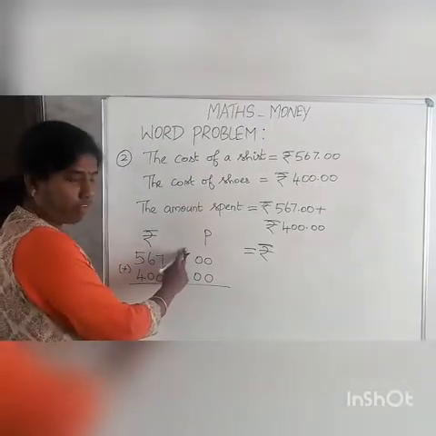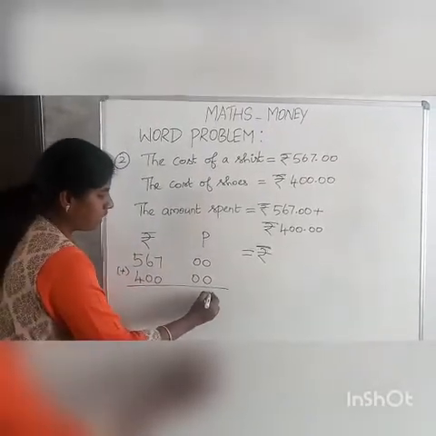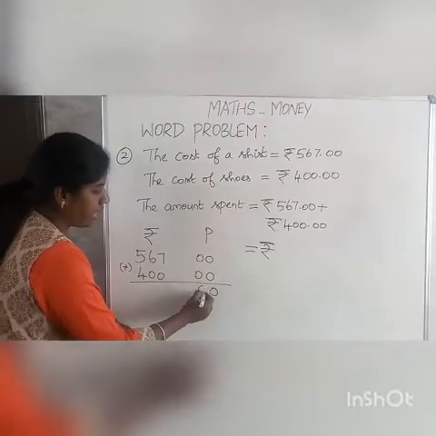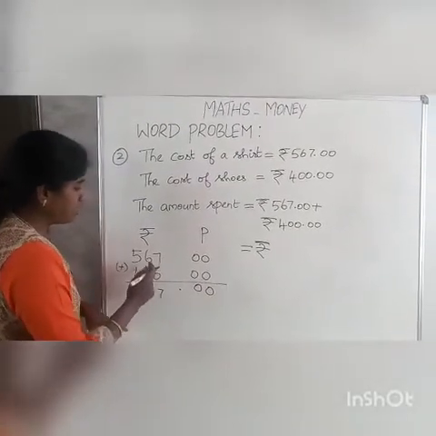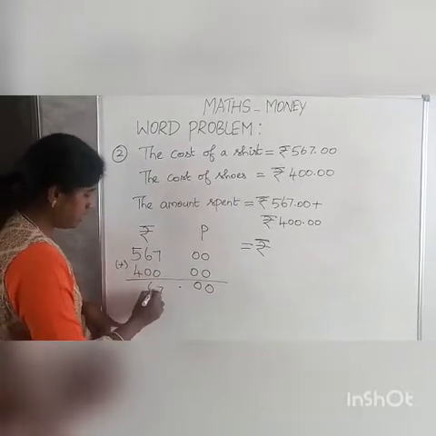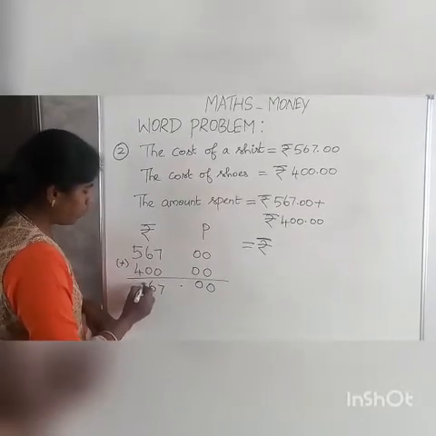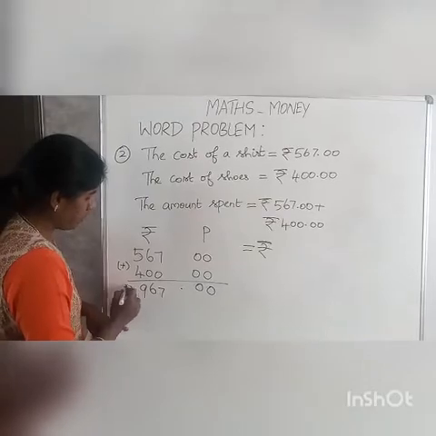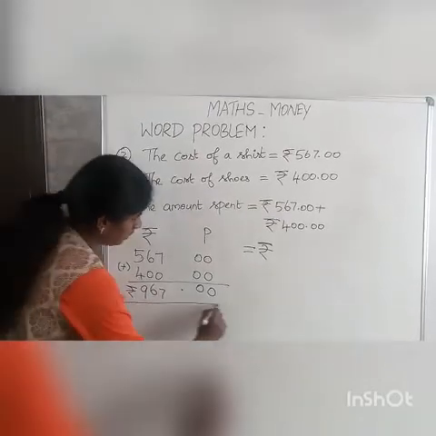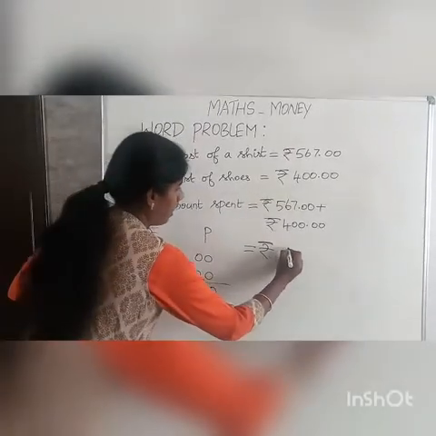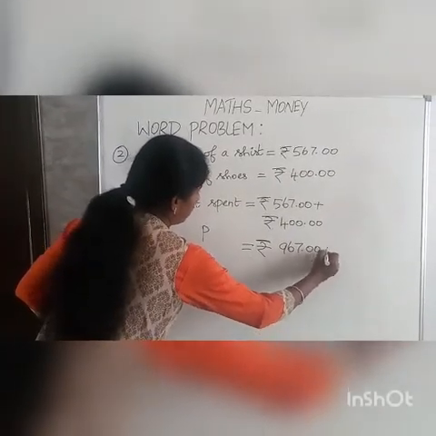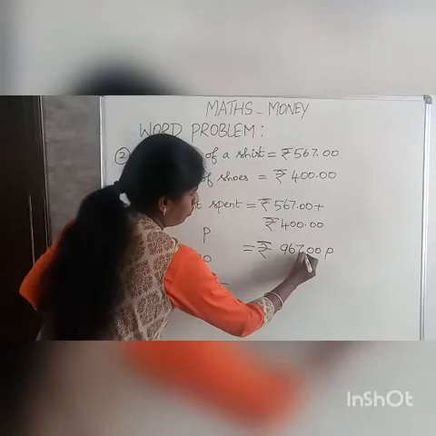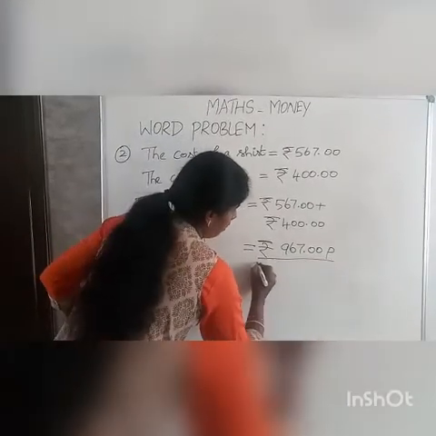As usual, we need to start from the paise column first. We don't have anything to add here, so 00. And 7 plus 0 is 7. 6 plus 0 is 6. 5 plus 4 is 9. So rupees 967 and 00 paise. So this is our final answer.